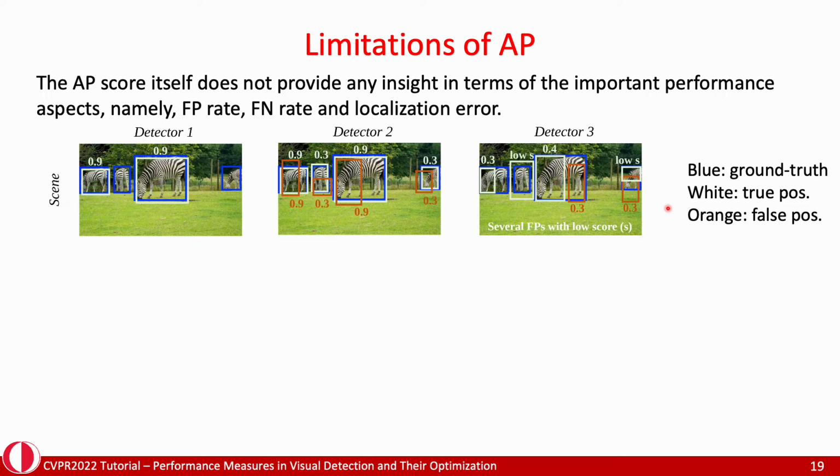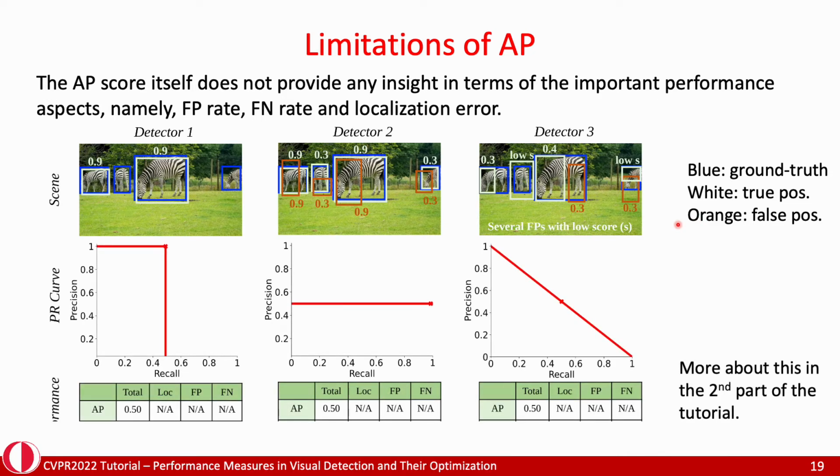Obviously, these three detectors have three different cases. Yet, these three different results with very different characteristics yield the same AP score. As you can see here, AP 0.5, 0.5, 0.5. We will talk about this and other limitations of AP in the second part of the tutorial, but this example just shows that AP lacks interpretability.